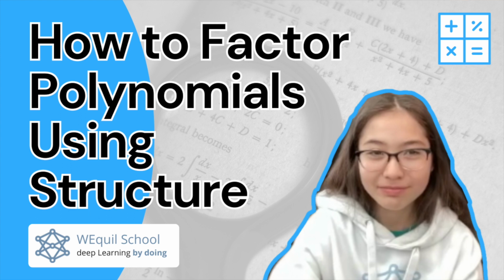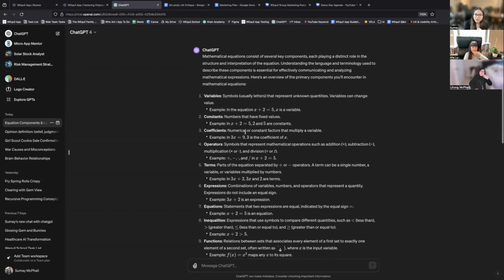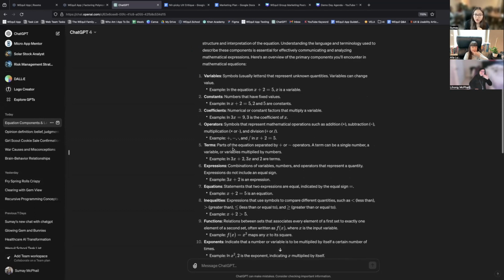As you can see, there's certain language to communicate different components of an equation, such as variables. And then constants are numbers that have fixed values. So when you're talking about just normal numbers, you can say constants. And there's coefficients, operators. Terms are sections, parts of the equation separated by operators.